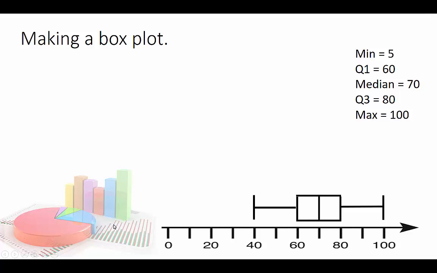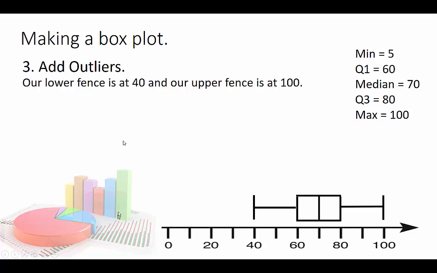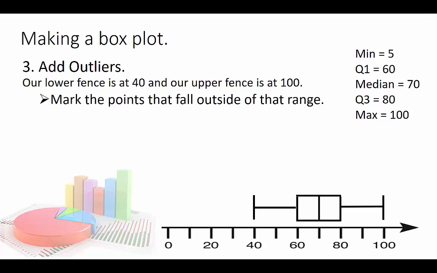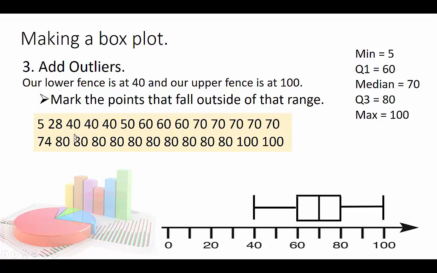And that brings up the last issue, which is outliers. Our lower fence is at 40 because it's set by the minimum for the data, and our upper fence is at 100, again also set by the maximum of the data. So we're going to mark the points that fall outside of that range. Again, here are the points listed in order. The two numbers that fall outside of that range are 5 and 28. So I'm just going to add these two outliers. That's roughly 28 and that's roughly 5. And that is my box plot.